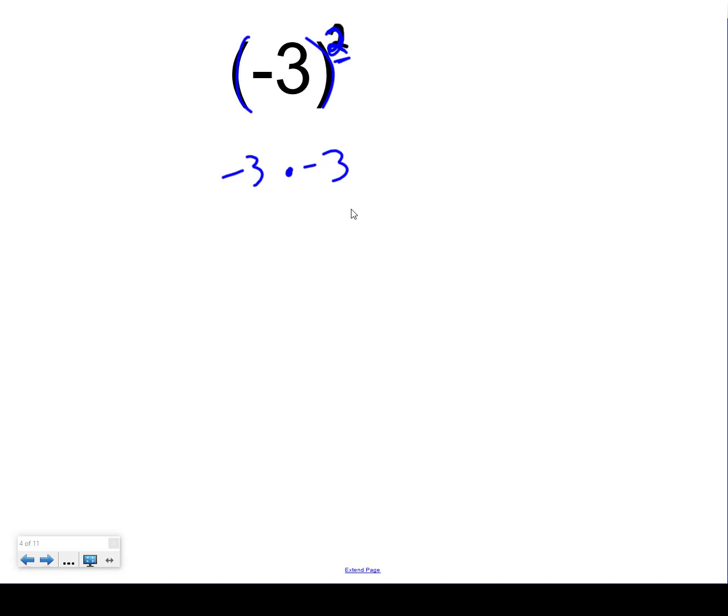Okay? And if the negative was on the outside of this, it would not go with this. So it would be 3 times 3, which is 9, and then the negative would come for the final answer. But in this case, the negative is inside, so I have 2 negative 3s. So negative 3 times negative 3 is 9. 2 negatives make a positive, right?